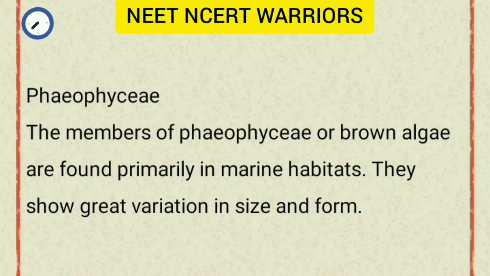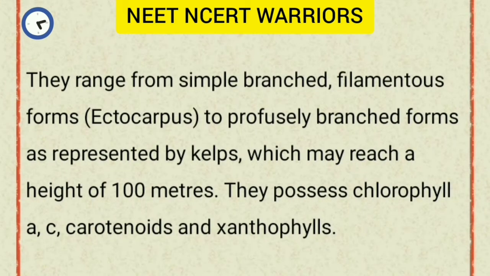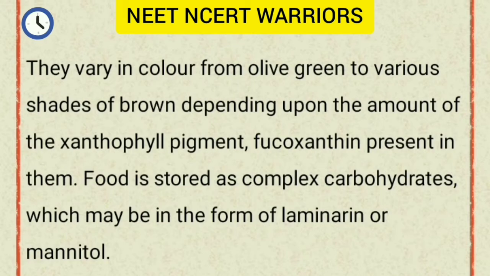Phaeophyceae. The members of Phaeophyceae or brown algae are found primarily in marine habitats. They show great variation in size and form. They range from simple branched, filamentous forms, Ectocarpus, to profusely branched forms as represented by kelps, which may reach a height of 100 meters. They possess chlorophyll A, C, carotenoids and xanthophylls. They vary in color from olive green to various shades of brown depending upon the amount of the xanthophyll pigment, fucoxanthin present in them. Food is stored as complex carbohydrates, which may be in the form of laminarin or mannitol.